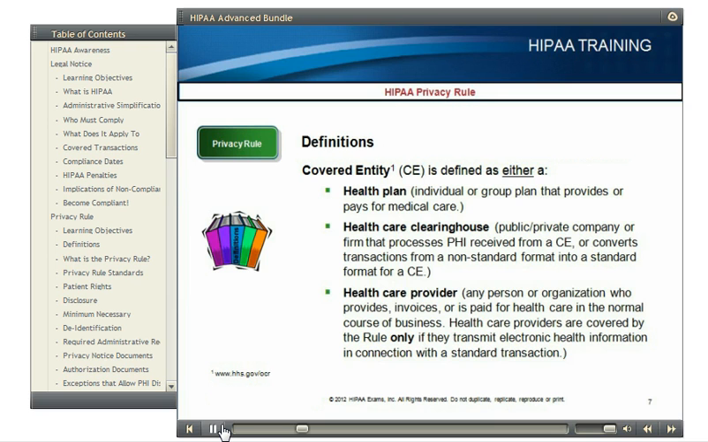Healthcare provider: any person or organization who provides, invoices, or is paid for healthcare in the normal course of business. Healthcare providers are covered by the rule only if they transmit electronic health information in connection with a standard transaction.